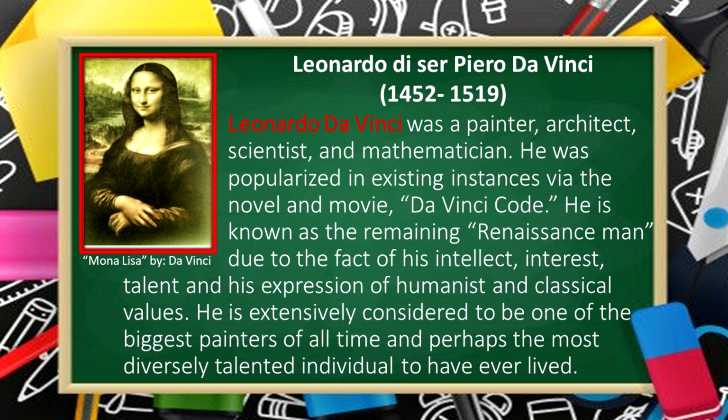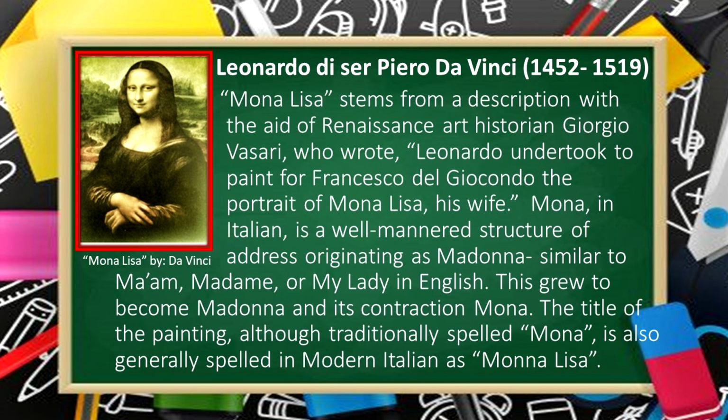He is widely considered to be one of the greatest painters of all time and perhaps the most diversely talented individual to have ever lived. Mona Lisa stems from a description by Renaissance art historian Giorgio Vasari, who wrote, Leonardo undertook to paint for Francesco del Giocondo the portrait of Mona Lisa, his wife. The title of the painting, although traditionally spelled Monna, is also generally spelled in modern Italian as Mona Lisa.